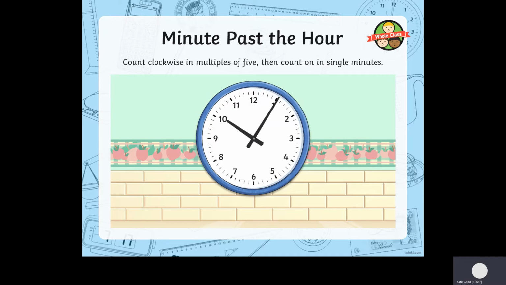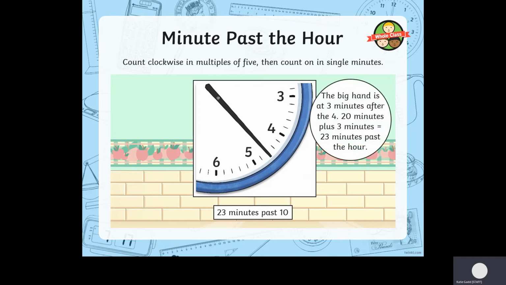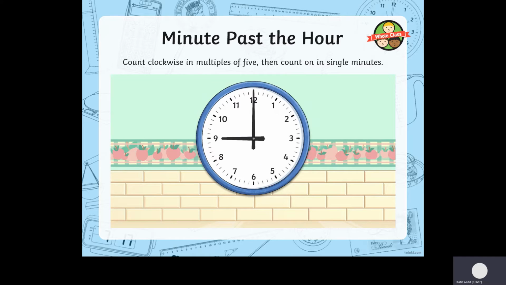Okay, let's have a look at another example. So look at the big intervals where the numbers are. We can count in fives, 5, 10, 15, 20, and then we count on in singles, 21, 22, 23. It's 23 minutes past 10. So the big hand is at 3 minutes after the 4. So that's 20 minutes plus 3 minutes means it's 23 minutes past the hour.